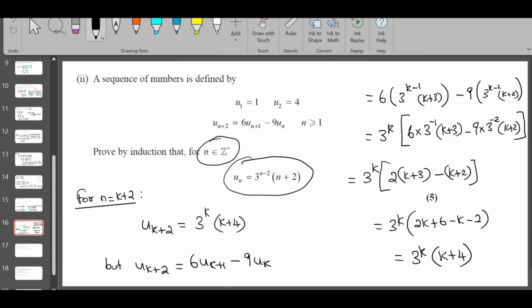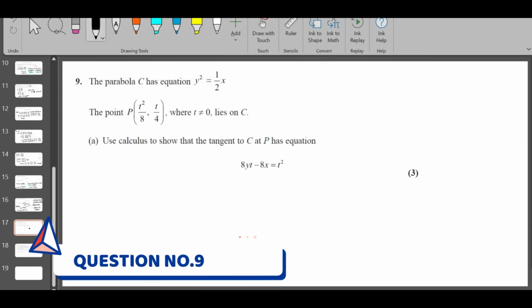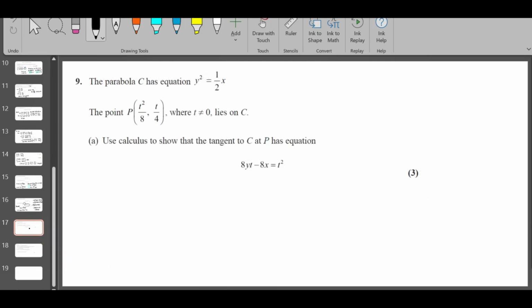That's it. Question number 9. The parabola C has equation y square is this, and the given point lies on C. Use calculus to find the equation of the tangent in this format. It's a 3 mark question. So we need to find dy by dx first.